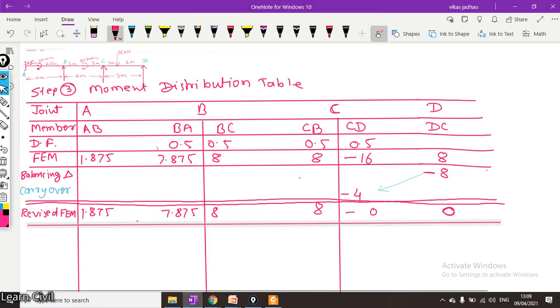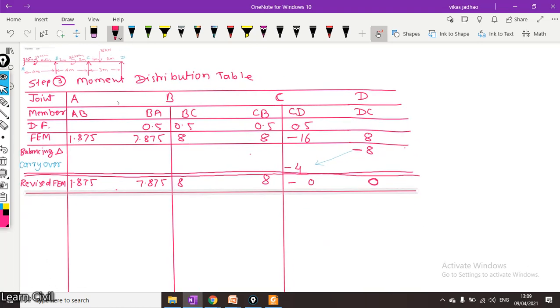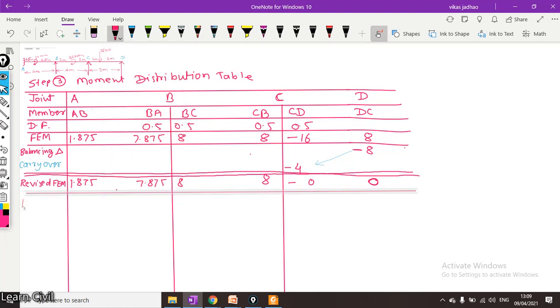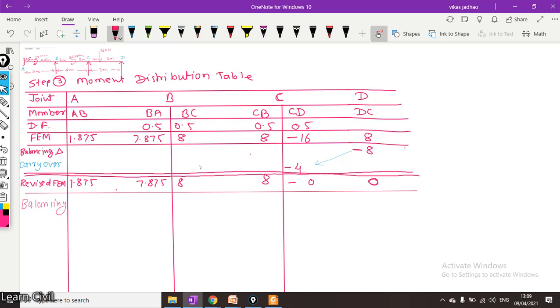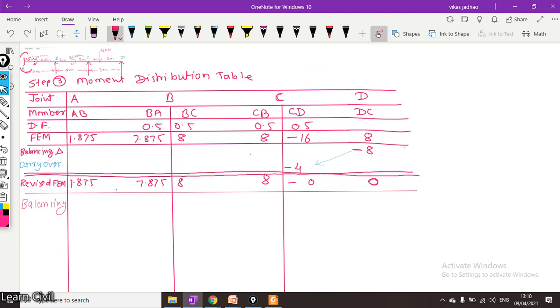Okay. Now from this step, we will be doing the balancing and carryover of moments. So the next step will be balancing. For balancing, we apply a balancing moment wherever there is an unbalanced moment. Now this moment 1.875 will be self balanced, because this support A is a fixed support and it is a self balancing support.